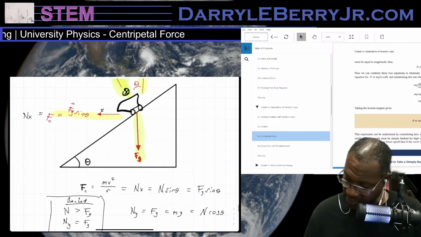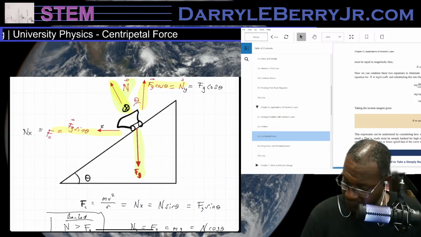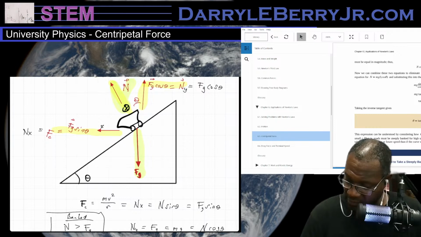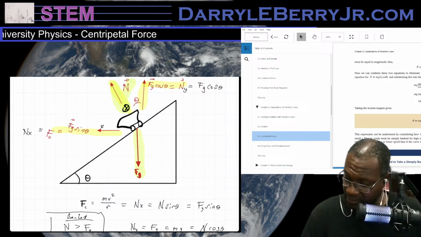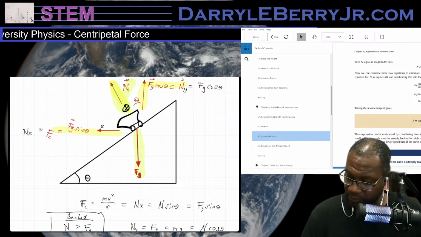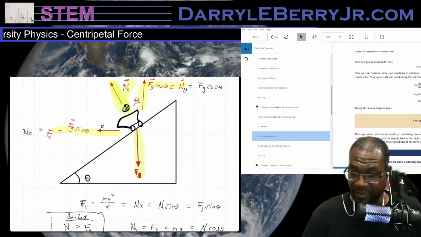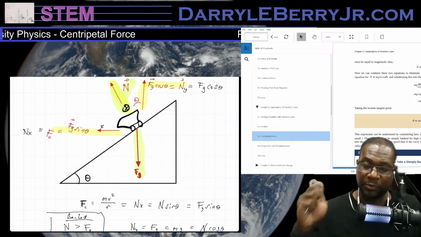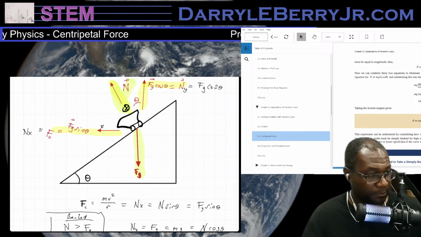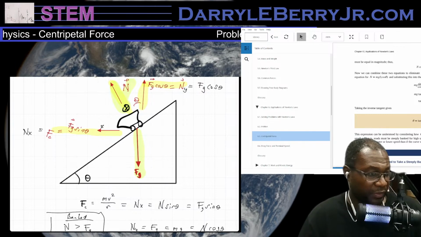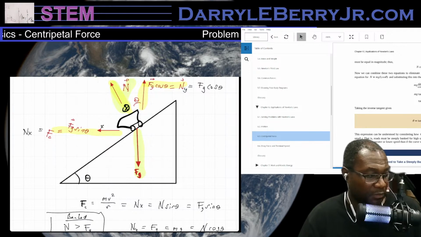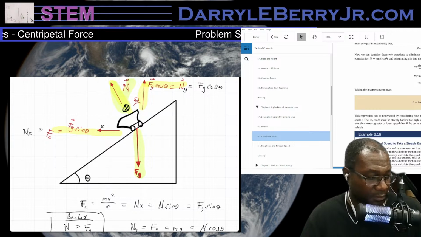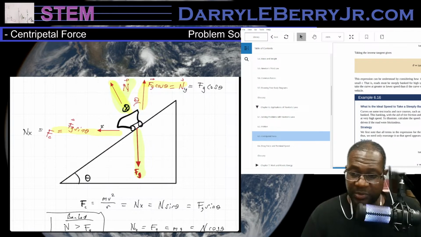So N in this case is greater than Fg because the external force, the centripetal force, is pushing down on the car and making it push on the ground more than its weight alone. It makes sense. So if you twirl a ball around, the pull on your hand is going to be greater than the weight of the ball. Now we can combine the two equations to eliminate N and get an expression for theta as desired. Wow. Right, that's some good stuff.